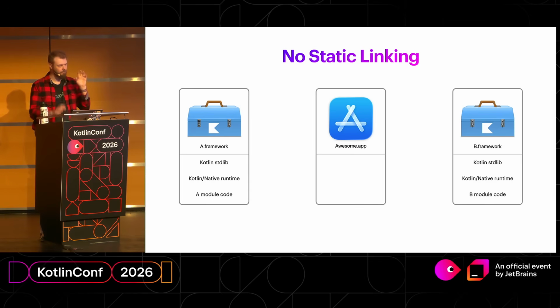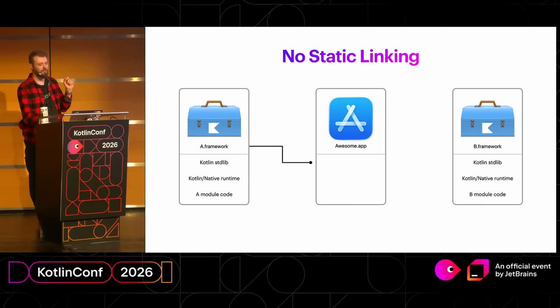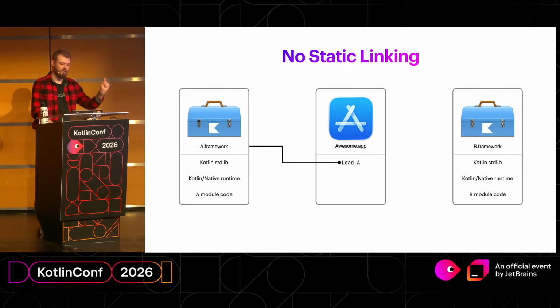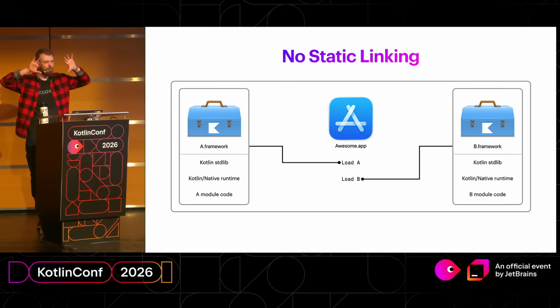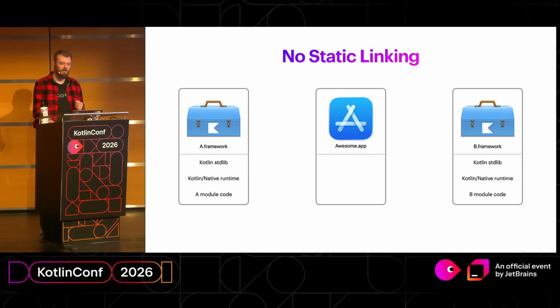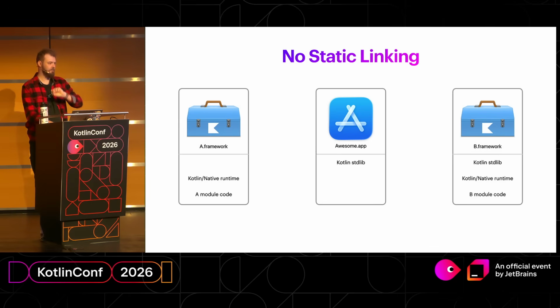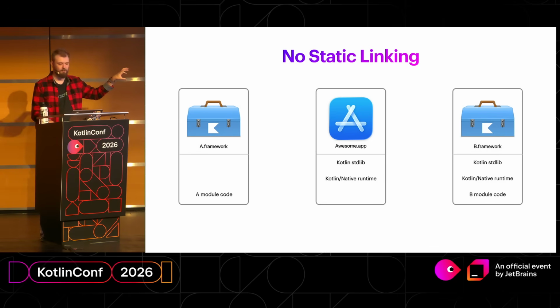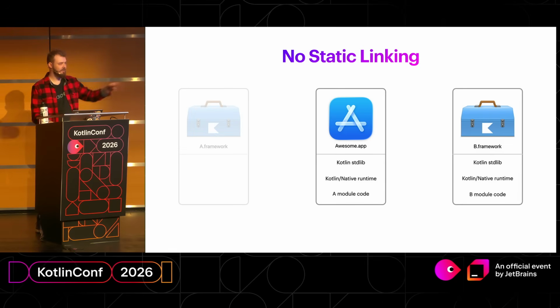And when you put the app together, the linker for the app adds load commands into the app binary, which says load A, load B, and then the whole app bundle embeds those frameworks into itself. With static linking, what the linker does is it takes all of those symbols, all of the binary, and puts it into the app binary. So it does that with the standard library, the Kotlin native runtime, and module code, and then discards the framework. The framework's no longer needed.